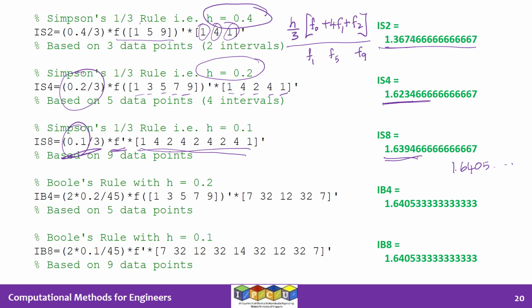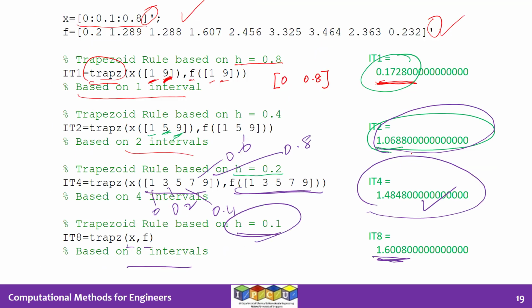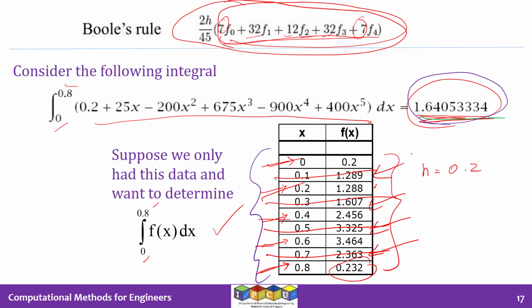So this is pretty good. It is not quite the same, but it is pretty good. The reason is Simpson's one-third rule would use a second order polynomial, because it is built on considering 3 data points. Therefore, the polynomial pieces that we are using are not quite the same as a fifth order polynomial, which is the true function. We are just using a second order polynomial in Simpson's one-third rule.